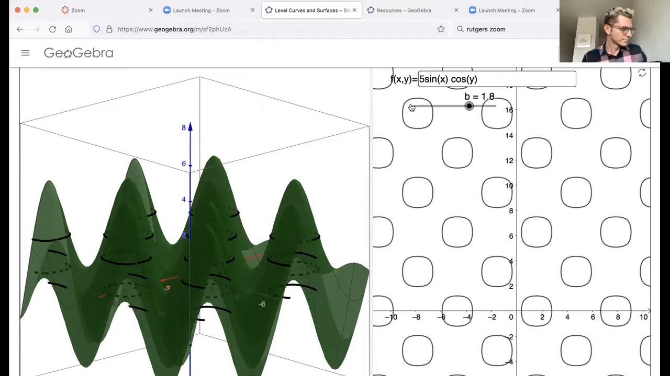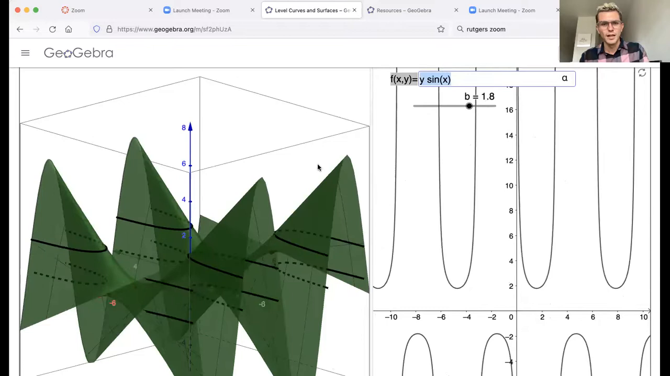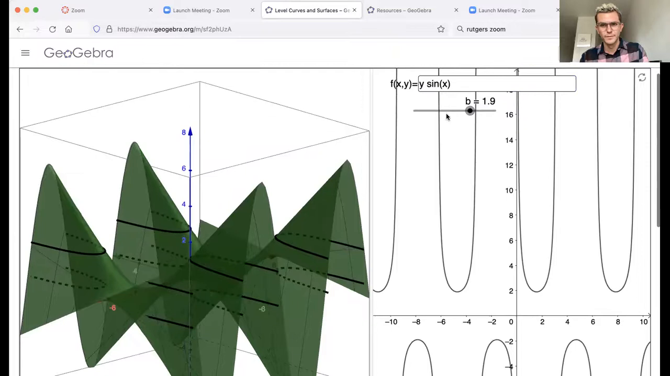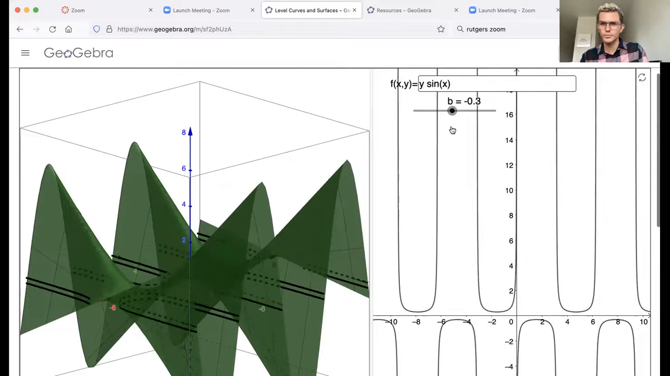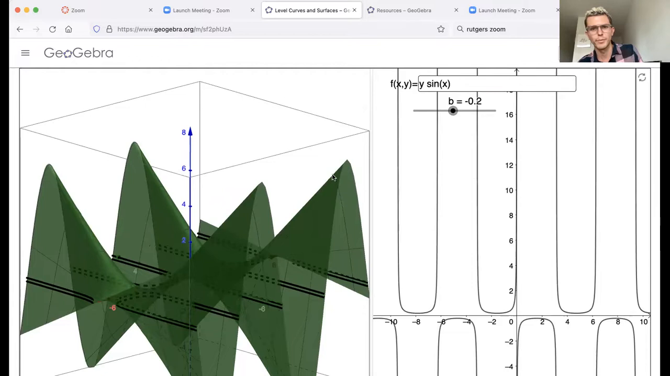This is fun. You can try different options for level curves. For functions, you could put y times sine of x and see what you get, with different possibilities. Okay. But this is sort of the idea of a level curve. So let me go back to the iPad.